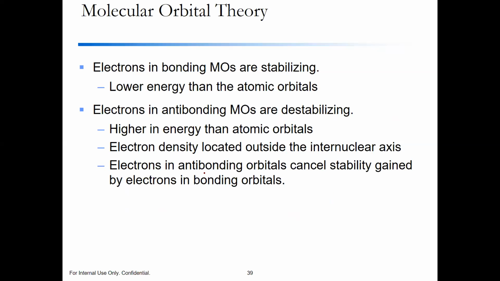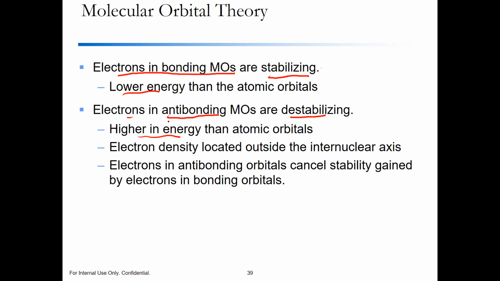When we add them together, the electrons are in bonding molecular orbitals. That means these electrons are stable. If the electrons are in anti-bonding orbitals, they are not stable. So if you're stable, are you at higher energy or lower energy? Lower. If you're not stable, you're at higher energy.